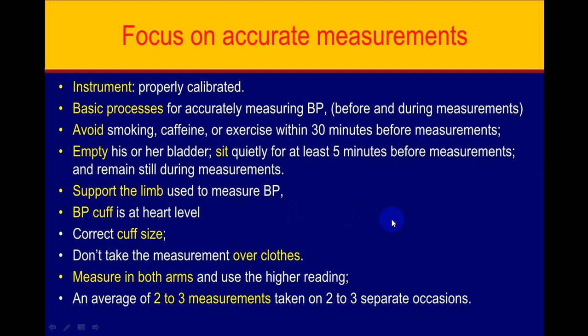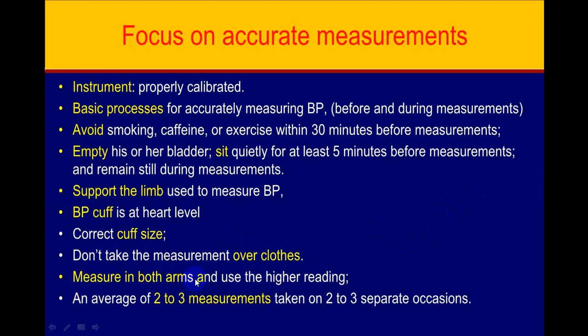It should cover up 80% of the arm circumference, and it should be adequate enough to cover up the major part of the upper arm. The lower border of the BP cuff should be at least a minimum of 2 fingers above the cubital fossa. Don't take the measurements with the clothes on. This is the major drawback which is being done.